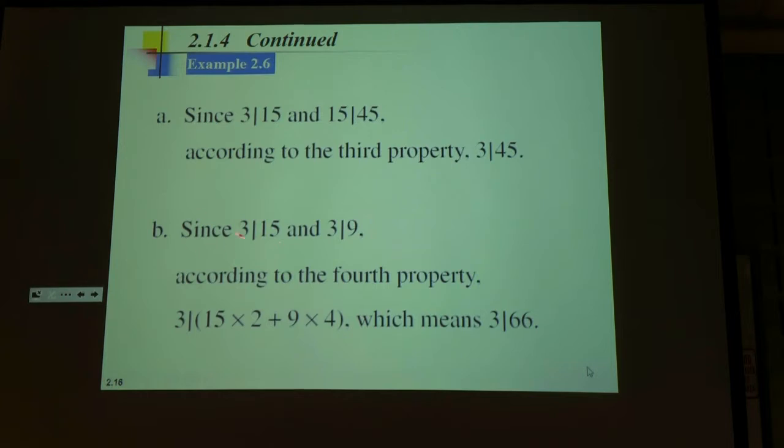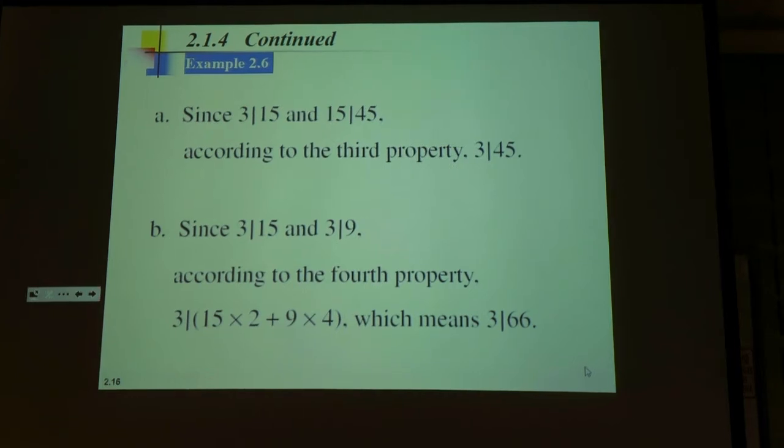Same thing in here, 3 divides 15 and 3 divides 9. So 3 will divide 15 plus 9 when they are multiplied with any arbitrary numbers. The arbitrary numbers in here are 2 and 4. So if you do it, 3 divides 66. Just a property that you have to know.